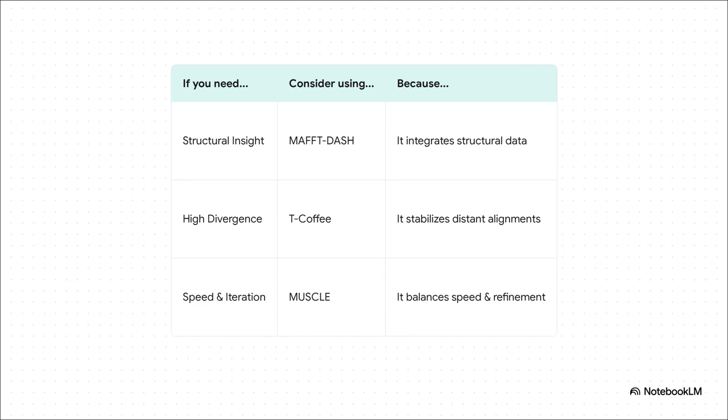For example, if you need to factor in protein structure, a tool like MAFFT-DASH is fantastic because it integrates that data. Are you trying to compare really distant relatives? Then you might look at T-Coffee, which is great at stabilizing those tricky alignments. Or maybe you just need a great balance of speed and iterative refinement. For that, MUSCLE is a classic go-to for a reason.